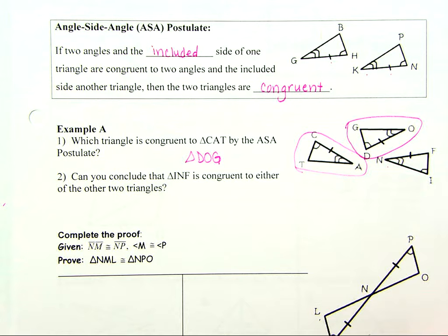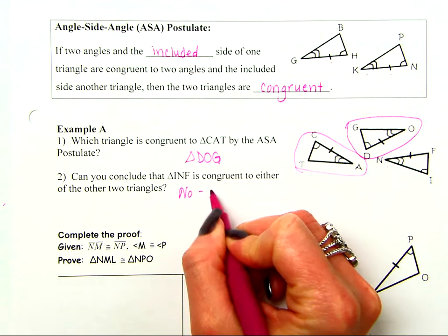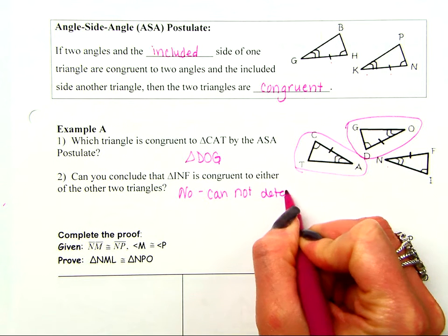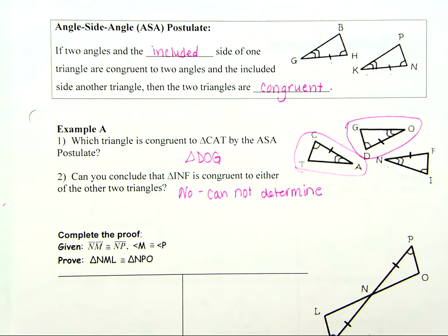Okay. Question 2 says, can you conclude that INF is congruent to either of the other two triangles? At this point, we're going to have to say no, it cannot be determined. Based on the information marked, it does not show one of the shortcuts that we have talked about.